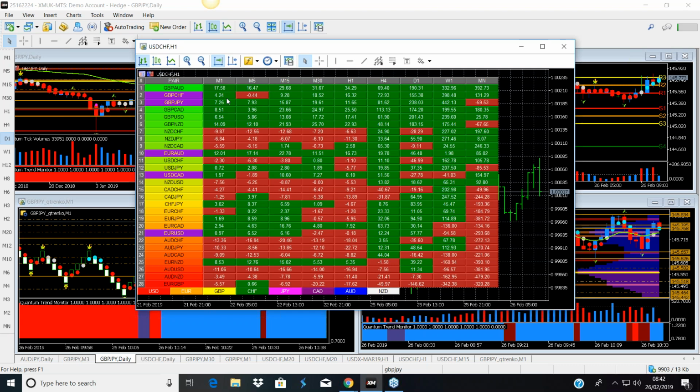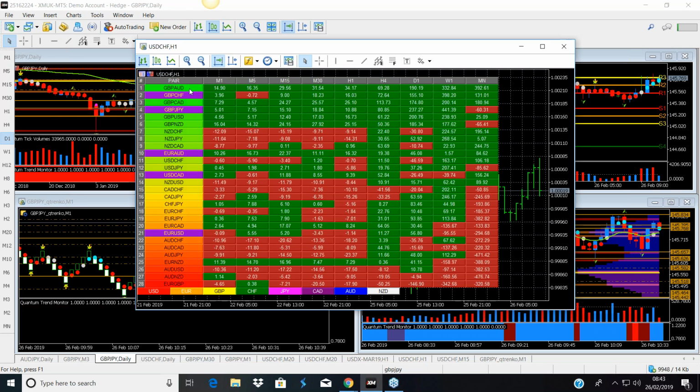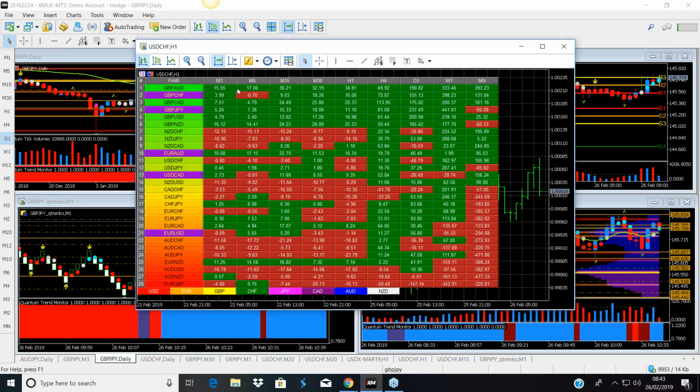The beauty of this indicator is it not only tells you, it gives you a ranking of the 28 pairs, so you can get a feel for which currency is either very strong or is being heavily bought or heavily sold. And we can see the pound here, but it also gives you an indication of what is happening across the time frames.